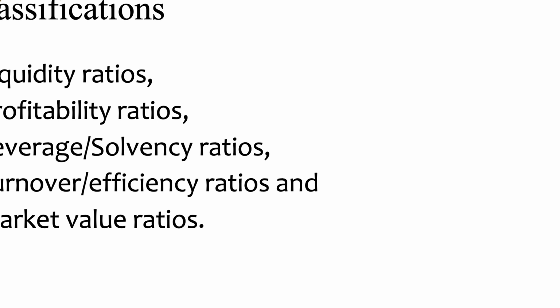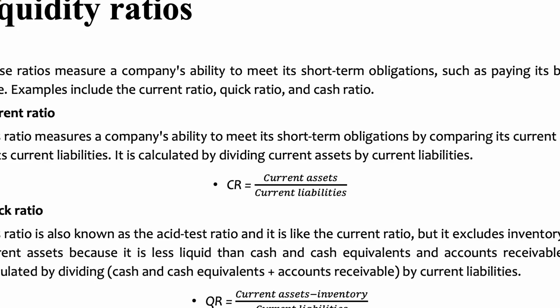The best classification are these 5. We have liquidity ratios, profitability ratios, leverage or solvency ratios, turnover or efficiency ratios, and finally the market value ratios. We'll look at them one after the other. Liquidity ratios measure the ability of the firm to meet its short-term financial obligations. Like we say, liquidity, whether the firm is liquid or not.